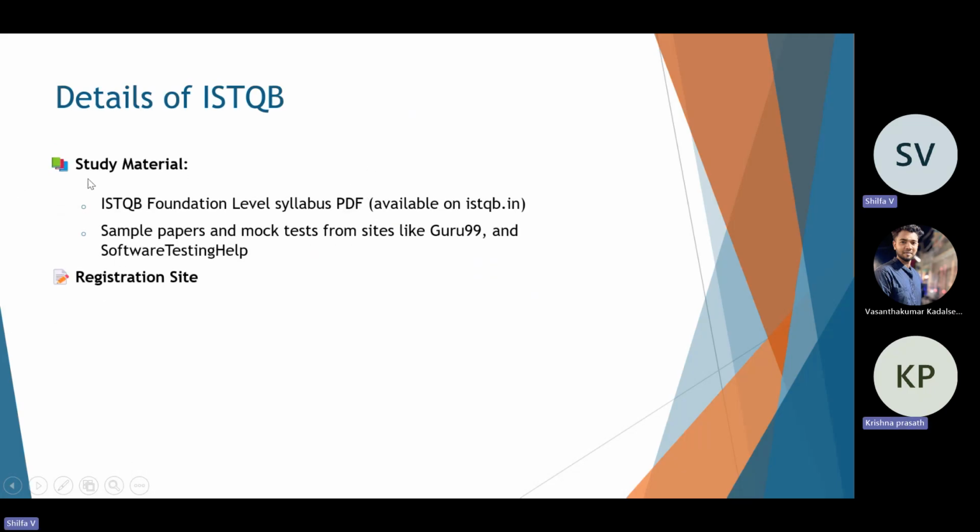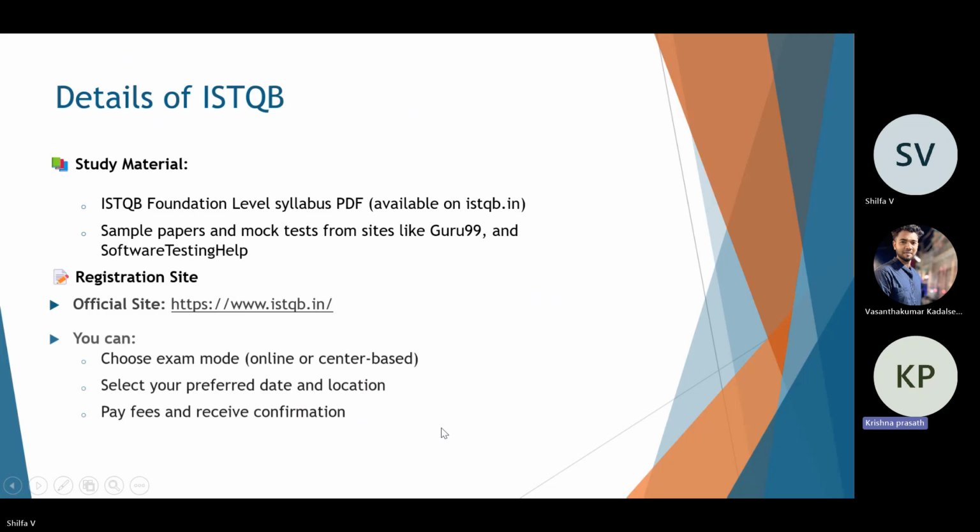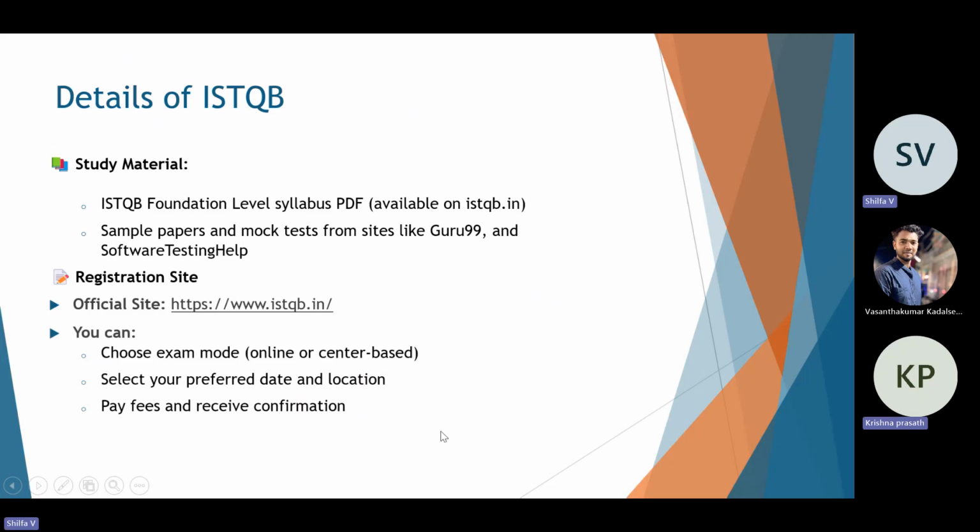See the details. The study material you can find on the ISTQB website itself, istqb.in. And some sample papers you can find on this website, Guru 99 Software Testing Help. You can find the study material there. And this is the website where you can register, istqb.in. You can choose the exam mode, online or physical center based, date and location, and you need to pay the fee.